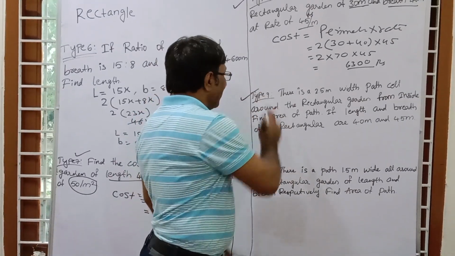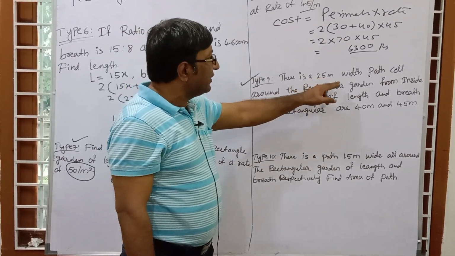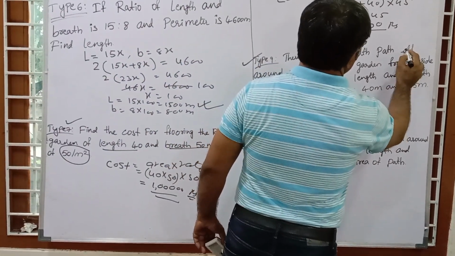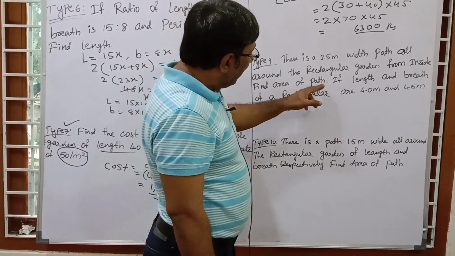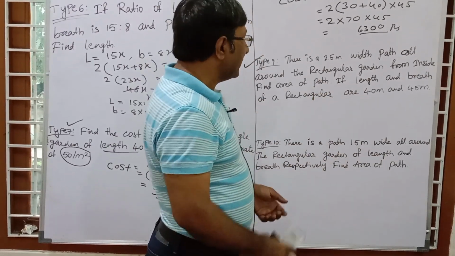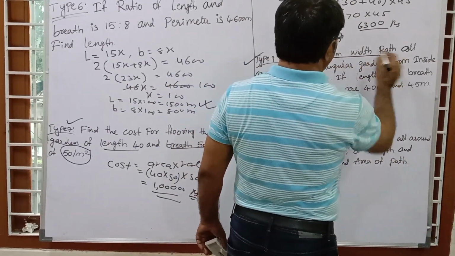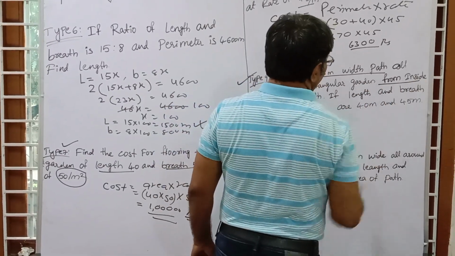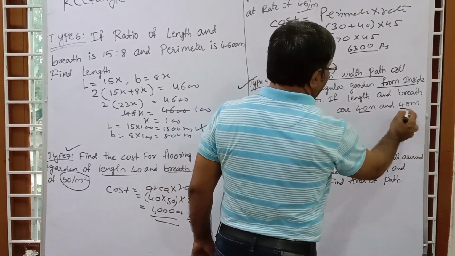Now you see type number 9, a very typical and very easy question. There is a 2.5 meter width path all around the garden, the rectangular garden, from inside. Find the area of the path if the length and breadth of the rectangle are 40 meter and 45 meter. So for this type of question, first we see the figure. The path is given from inside, and the length and breadth are 40 meter and 45 meter.